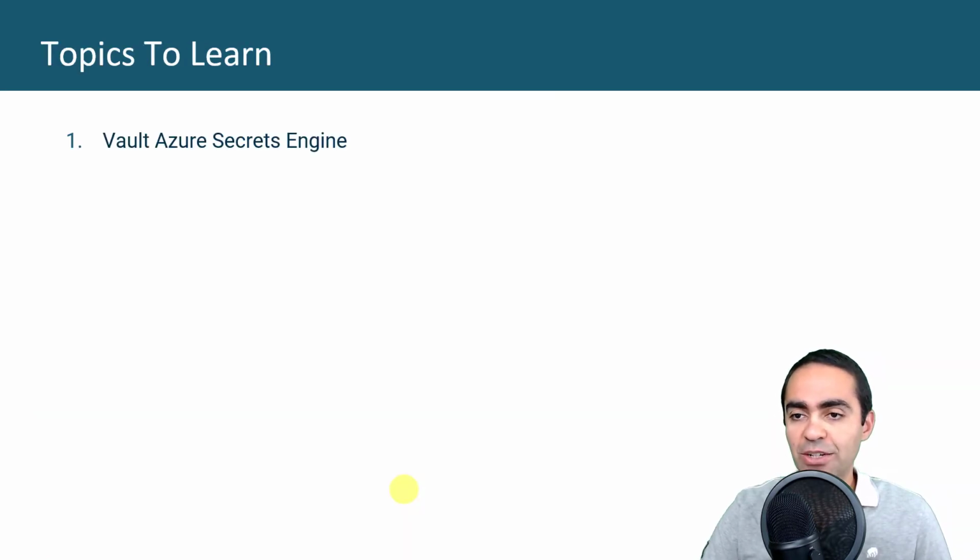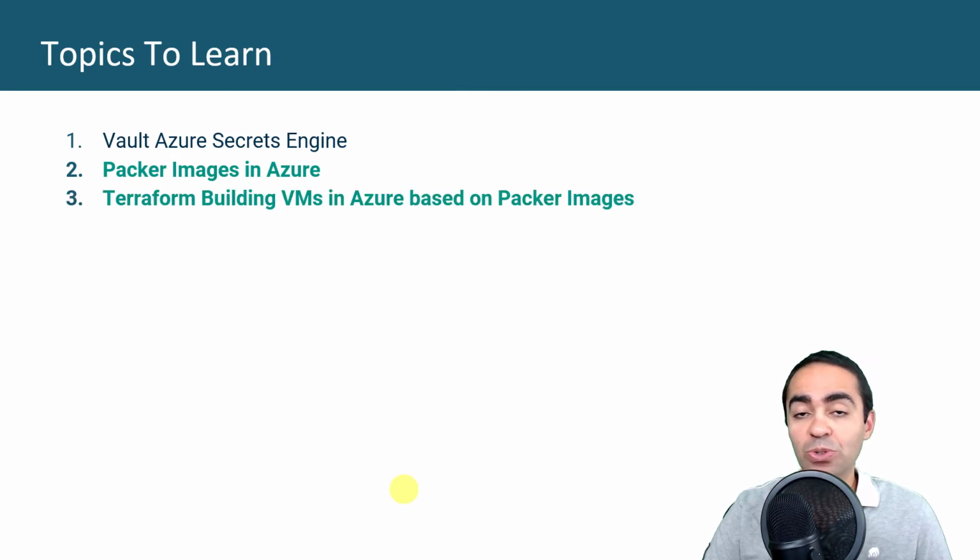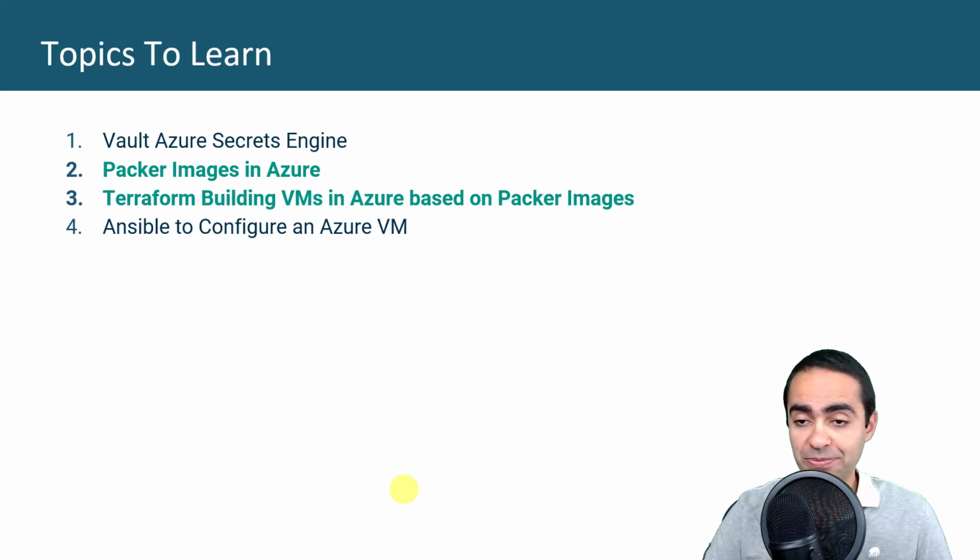All right, recap of topics to learn. Last video we talked about the Vault Azure Secrets Engine. This video we'll learn about Packer and how to create a Packer image inside of Azure. We'll also learn how to use Terraform to build a VM based on that Packer image, and a little bit about Ansible to configure the Azure VM. I should have highlighted that in light green here. So we'll do that in this video.